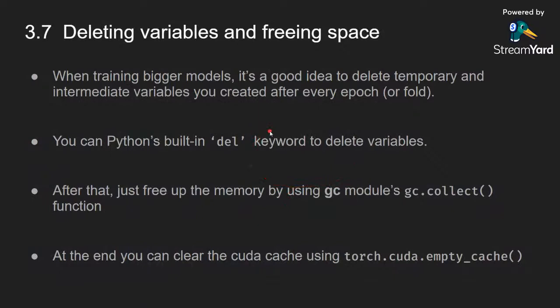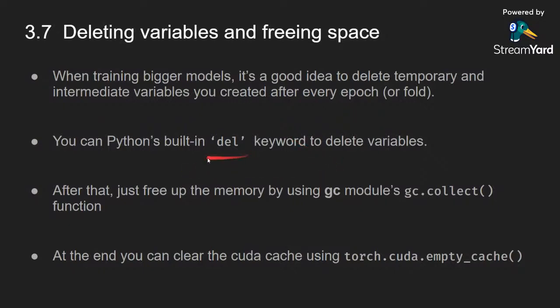The last one is deleting variables and freeing up space. When you're training bigger models, and this is something that I face very often, suppose you're doing k-fold training with 5 folds, and you have 5 epochs in every fold. After the first fold, you have to do 5 more epochs again. When this happens, you have a lot of intermediate variables that persist in memory, and when the next fold or the next epoch starts, they will be added on with more variables. This will eventually cause your entire setup to run out of memory.